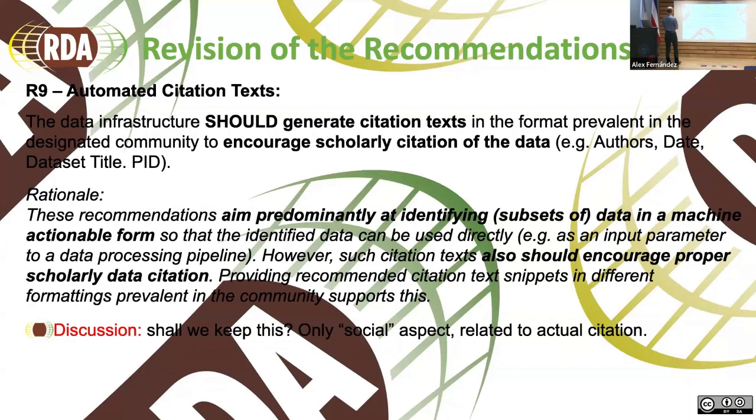Good, next slide. Automated citation text. That's the one part where we lean a bit beyond the pure identification. That's a question whether we should keep it. Data infrastructure should generate citation texts in the format prevalent in the designated community to encourage scholarly citation of the data. This is a should recommendation because we're going beyond the pure identification, but I think we want to encourage citation. And so this is a should recommendation that we want to put forward.